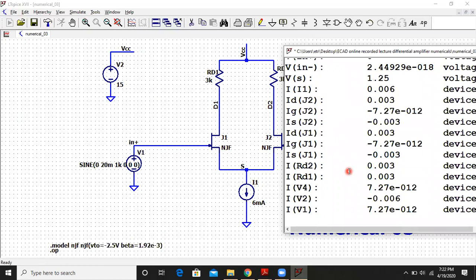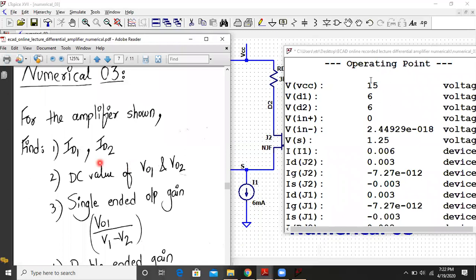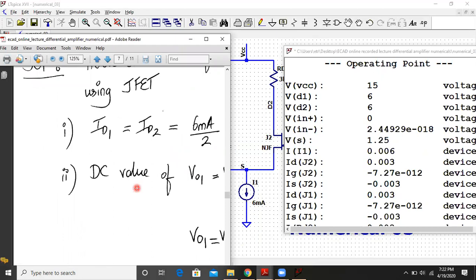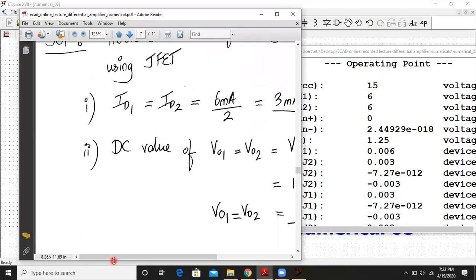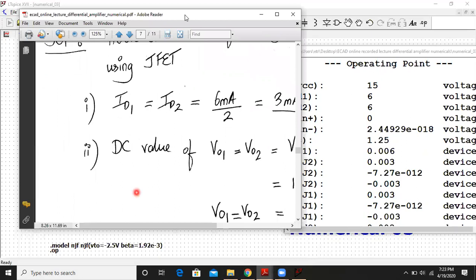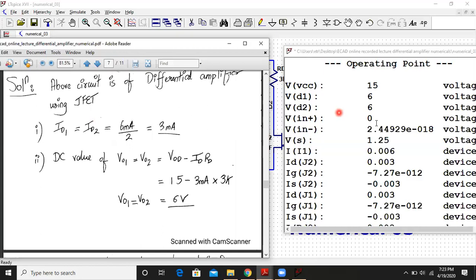So let us cross check these values with the results. First is ID1 and ID2. ID1 and ID2 is coming out to be 3 milliamperes over here in LTSpice simulation, and in our numerical analysis also we were getting around 3 milliamperes. So it's correct. Let me just adjust this. Yeah, now it's proper. So ID1 and ID2 theoretically and practically it's same.